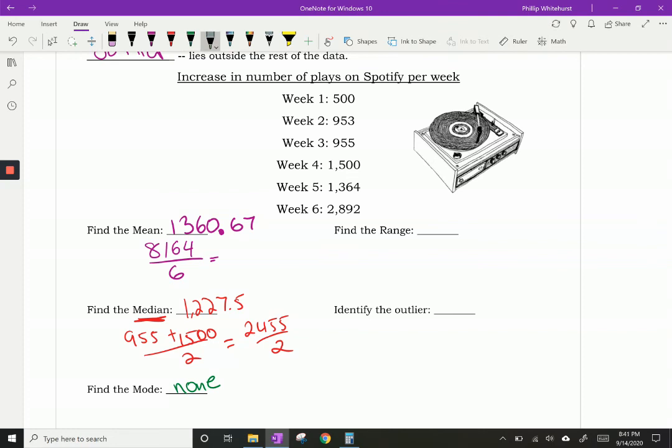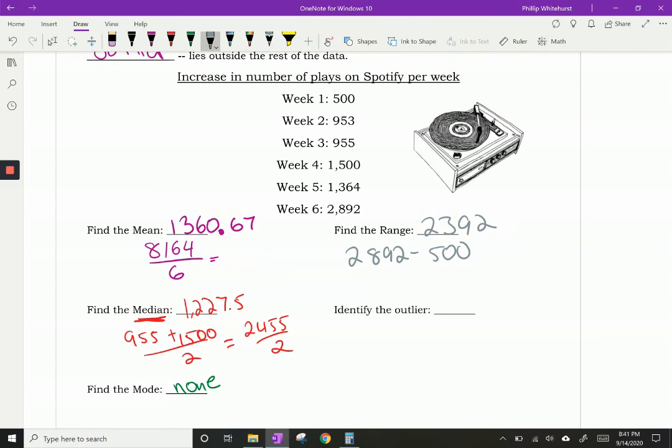All right, the range. For the range, we have to subtract the biggest number and the smallest number. So we're going to do 2892 minus 500. So we get 2392.